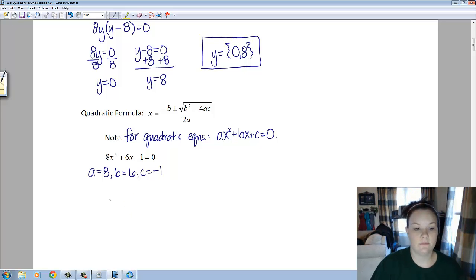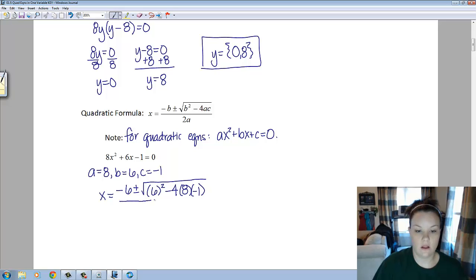So I get x is equal to -b. My b is 6, so that makes it a -6, plus or minus the square root of b squared. So 6 squared minus 4 times a, which is 8, times c, which is -1. All over 2 times my a, which is 8.